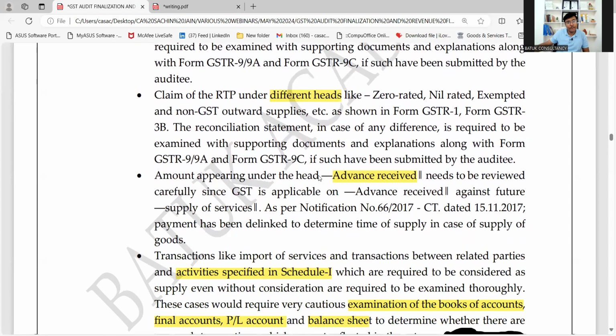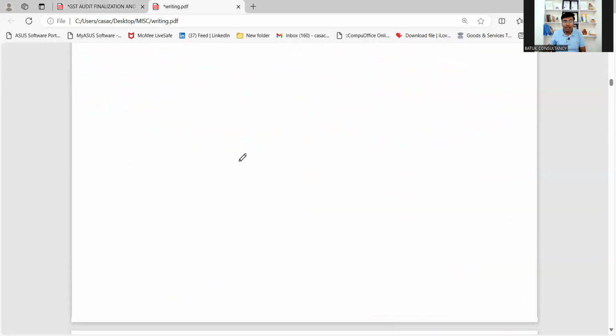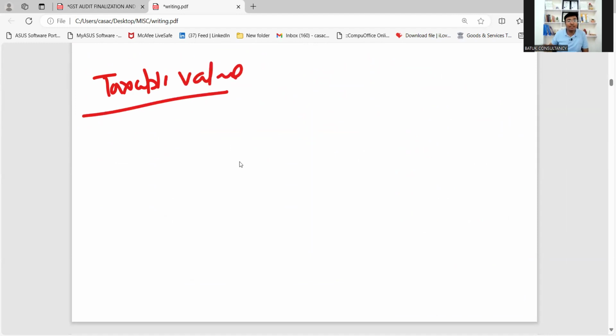Next, claim of the registered taxable person under different heads like zero rated supply, nil rated supply, exempted supply, non GST outward supply. You just need to ensure the same is matched with the books of accounts. Is it not that the person is going to transfer that exempted supply into the zero rated supply? Okay. Because when you check the books of accounts while doing the finalization of the GST audit, you also need to check what type of taxable value heads are there, which are shown in the return and which are shown in the books of accounts. You need to carefully check the same.